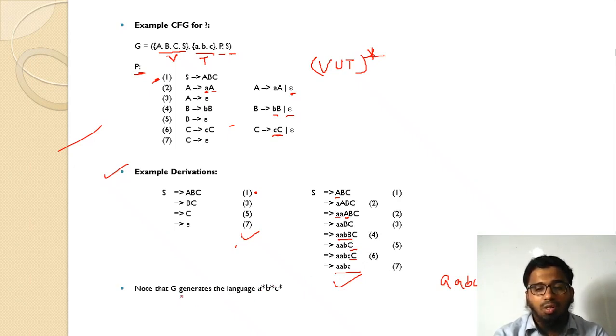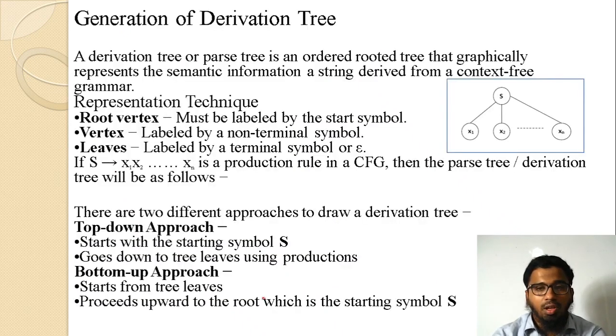Okay, in the next class we will see how the equation is generating here: A closure, B closure, C closure. Okay, so here is the generation of the derivation tree. This is the last slide of this topic. A derivation tree or parse tree is an ordered rooted tree that generally represents the syntactic information of a string derived from a context-free grammar.